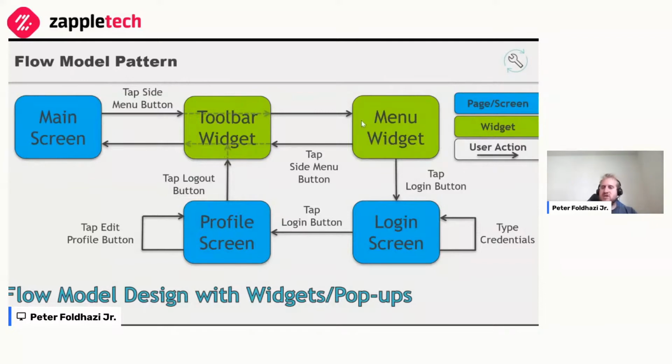So you have a toolbar widget, you have a menu widget. When you tap the slide menu button on the toolbar widget, which is on the main screen right now, then the menu widget opens up. That's where you tap the login button, so you get to the login screen. You do your login, you click on the login button, you get to the profile screen, and you do whatever you want inside the application. Once you tap the logout button, which is again on the toolbar, or you could have it in the menu widget as well, in this example it's in the toolbar, then you get to the main screen again, logged out.